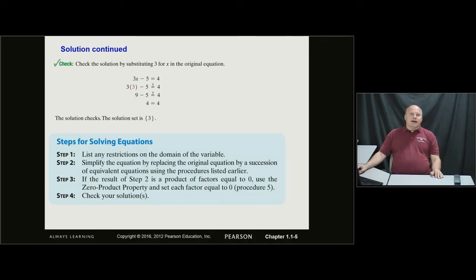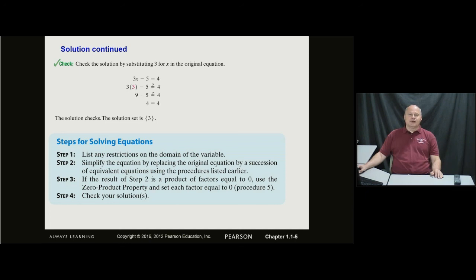So, steps to solving equations. Okay, you list the restrictions of the domain of the variable. So the first equation up there, 3x minus 5 equals 4, there are no restrictions. It could be any number you want because there's no variable in the denominator. There is no denominator. Okay, step 2, simplify the equation by replacing the original equation by a succession of equivalent equations, much like we did in the previous example, using the procedures listed earlier. If the result of step 2 is a product of factors equal to 0, use the zero product property and let each factor equal 0, and in this case procedure 5. Then check your solution.